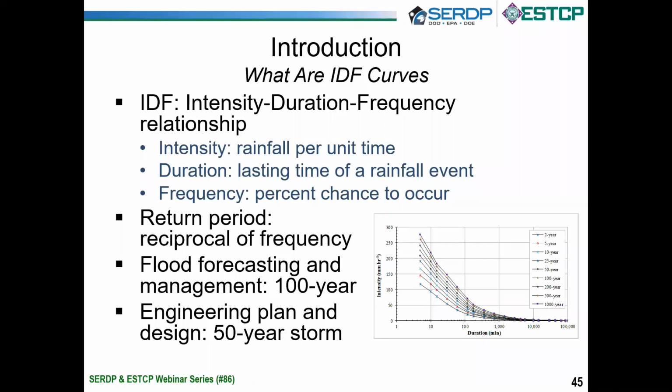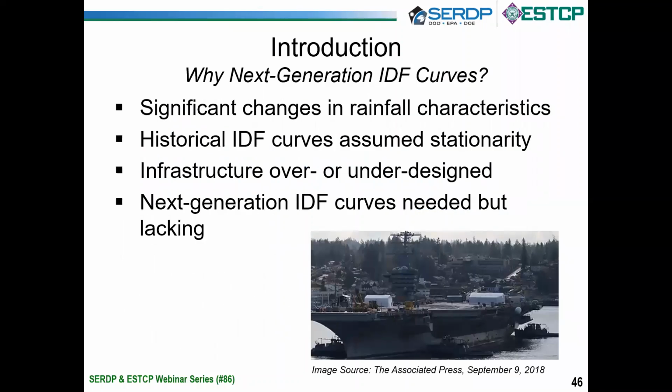So IDF curves have a lot of practical applications and are also very close to us, very close to everybody. Then why do we need to have next generation IDF curves? Because of climate change, we are experiencing significant changes in rainfall characteristics. Probably in the past, we had more storms in one season, and right now we have the same amount of storms in another season. Timing could be changed, and magnitude could be changed. So this could cause changes to these IDF curves.